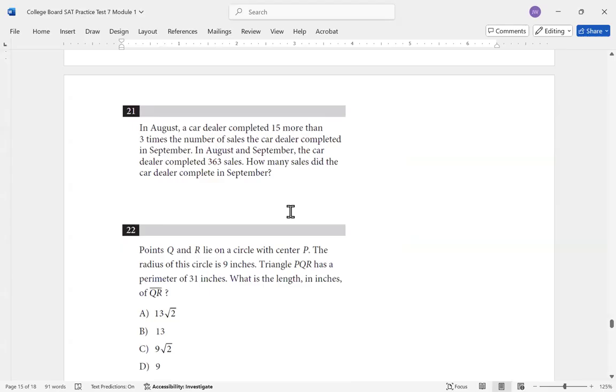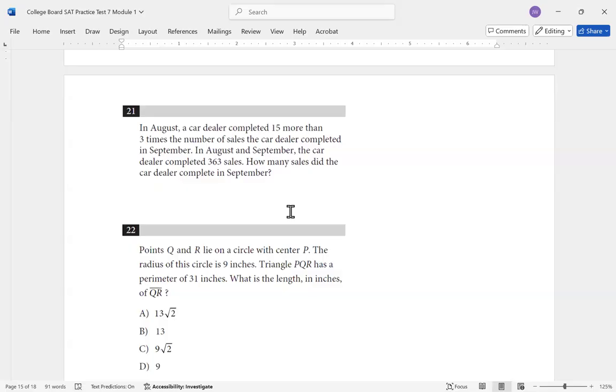Question 21. In August, a car dealer completed 15 more than 3 times the number of sales the car dealer completed in September. In August and September, the car dealer completed 363 sales. How many sales did the car dealer complete in September?